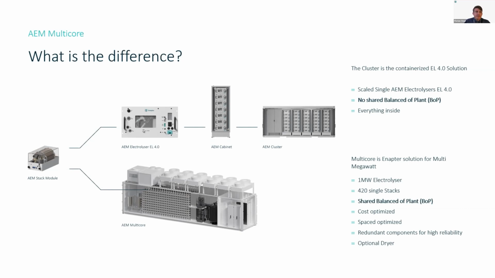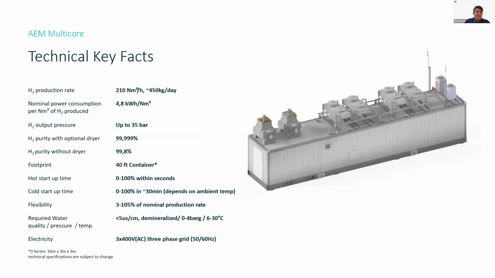Let's go to the technical key facts. What are our key facts? So this is our product on the right side, our current development status, where we are. It looks a little bit different from the prospect, which you know. This is the first time where we show these pictures here in public. We have an H2 production range of up to 210 norm cubic meters per hour. This means that we have around about 450 kilogram hydrogen per day.